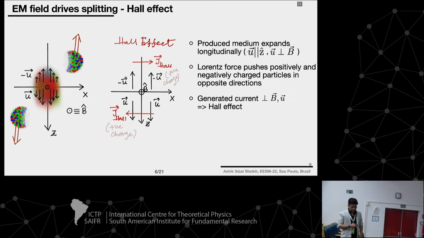Now, this produced magnetic field has several consequences. Let's talk about the Hall effect. In such collisions, a medium is produced, and the produced medium has a longitudinal velocity along the beam direction. The magnetic field produced is perpendicular to the beam direction, that is, along the y-axis. So the Lorentz force pushes the positively and negatively charged particles in opposite directions. This basically generates a current that is perpendicular to the direction of the magnetic field as well as the initial velocity direction. This is the Hall effect.